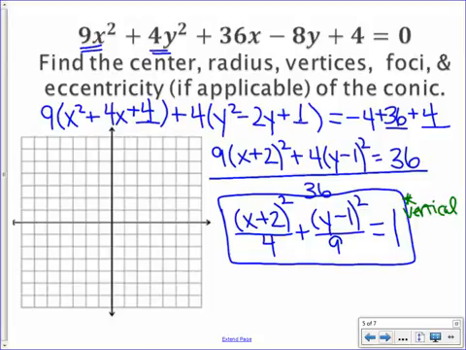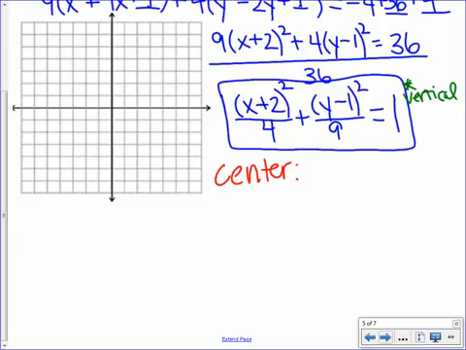All right, here we go. Our center. Grant, where's our center? Negative 2, 1. 9 is the bigger number, so that's a squared. So I'm going to make a note to myself that a would be 3. 4 is the smaller number, that's b squared, so b is 2.